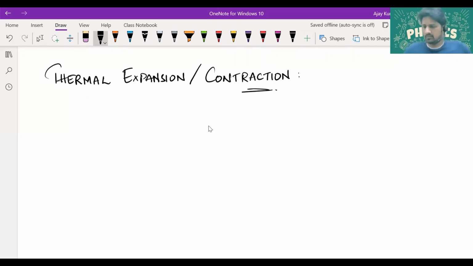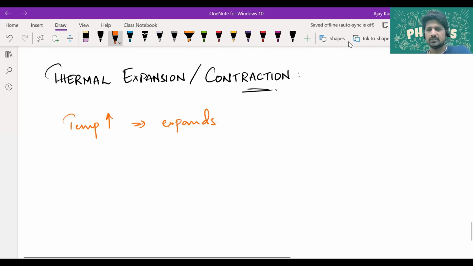You all must be aware that materials usually, I have to use the word usually because there are exceptions also, materials usually expand when they are heated, meaning when their temperature increases. So temperature increases, the material expands. Can any of you think of some practical applications of this? Or if you have used this anywhere, you can share.